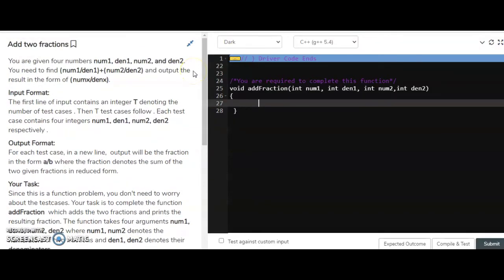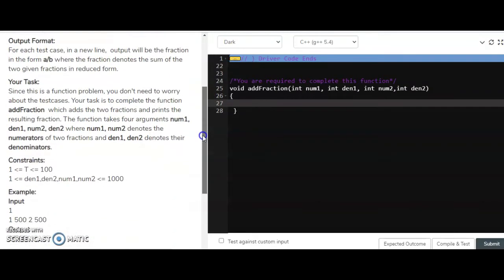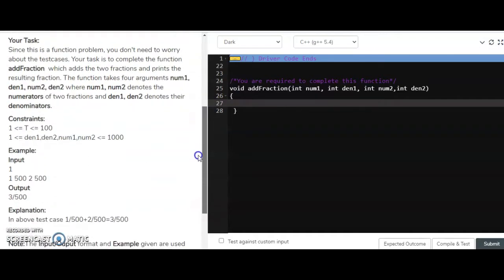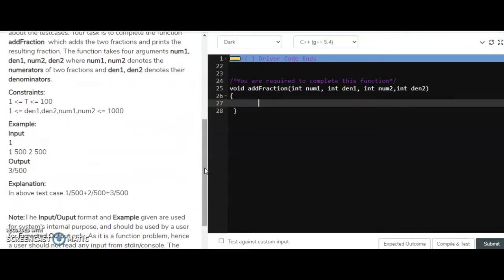So today's question is to add two fractions. Let's see the example, or let's see the query first. We have four variables: number 1, denominator 1, number 2 and denominator 2. We just have to find number 1 divided by denominator 1 plus number 2 divided by denominator 2. So we just have to add the two fractions. These four variables we have to take as an input from the user.